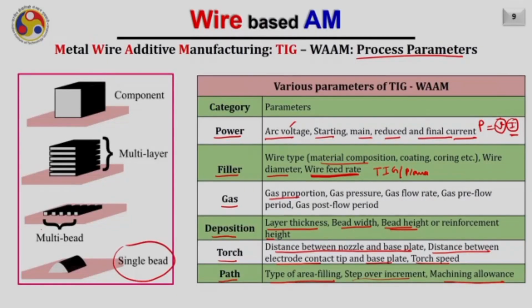Very much similar to the MIG WAAM, here also to start with the process we perform 3 experiments. First is the single bead experiment, the second is the multi-bead experiment, and the third is the multi-layer experiment. So this is an example of a single bead experiment, this is a multi-bead experiment and a multi-layer experiment, and finally we get the component after getting the optimized parameters corresponding to these three experiments.